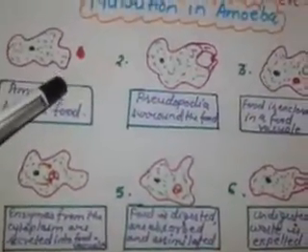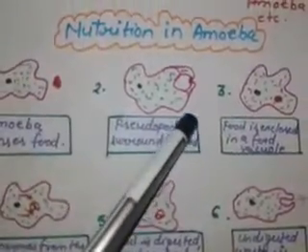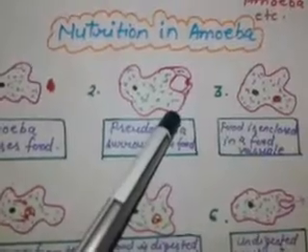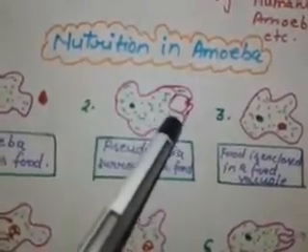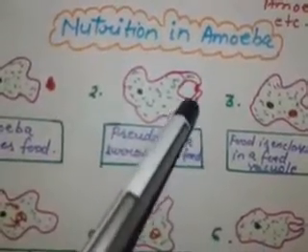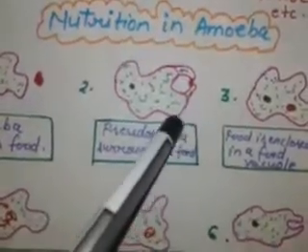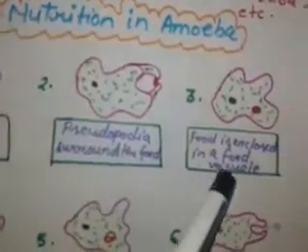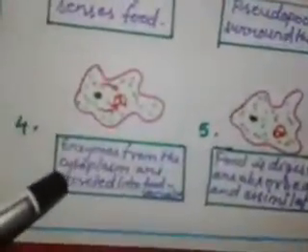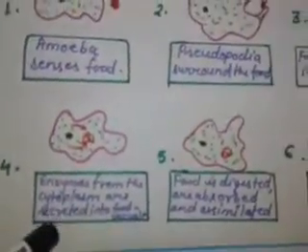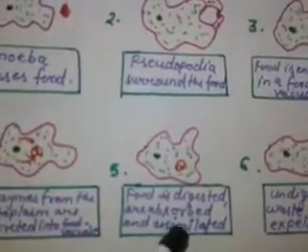Firstly it localizes its food, then it forms cup shaped structures around the food particles, which we also call pseudopodia. Pseudopodia means false feet. Then food is taken in the form of a food vacuole. Certain enzymes present in the cytoplasm are secreted into the food vacuole, which helps in digestion.